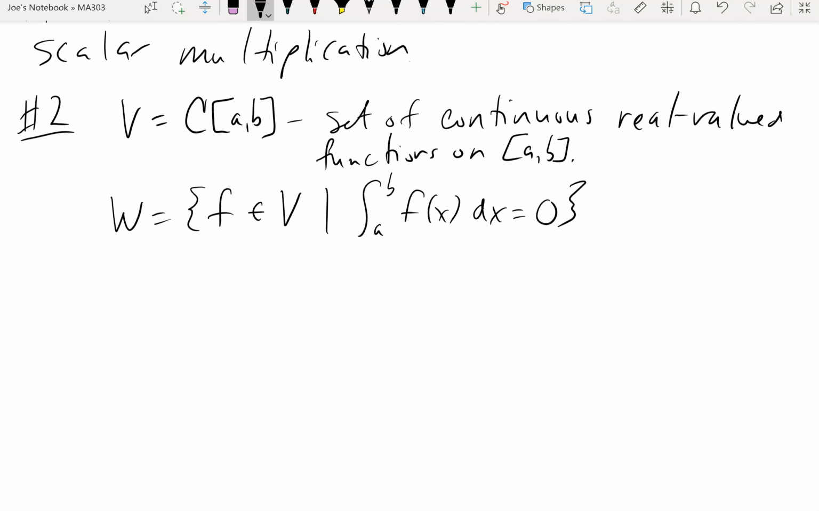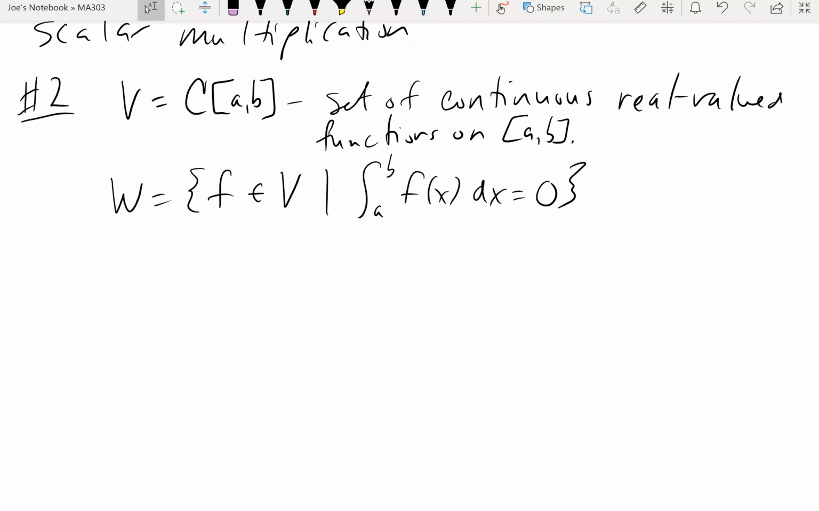All right. So for the proof of whether or not W is a subspace, let's let two functions be in W, and we'll also take a scalar. I'll call it c, in R.